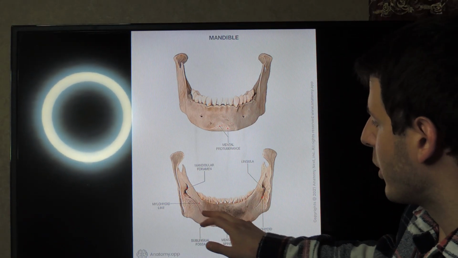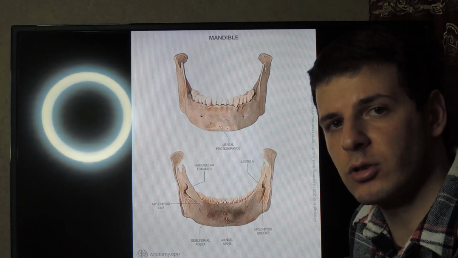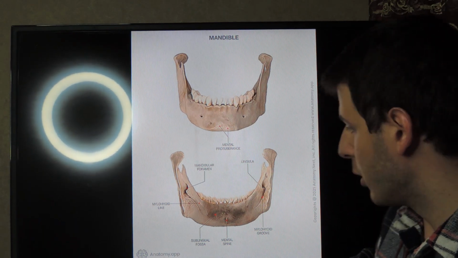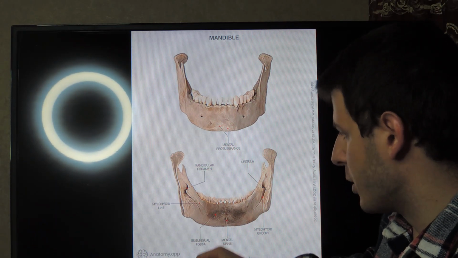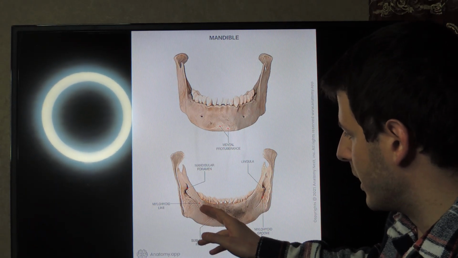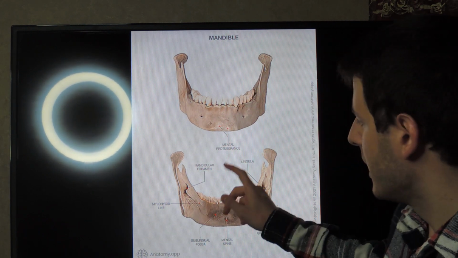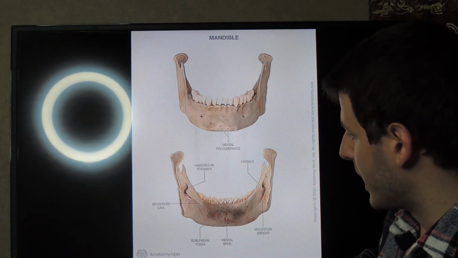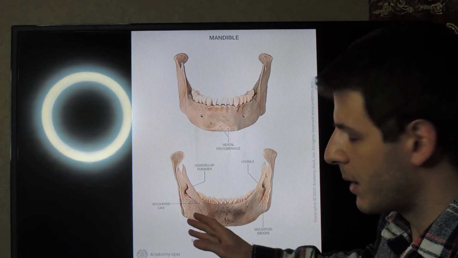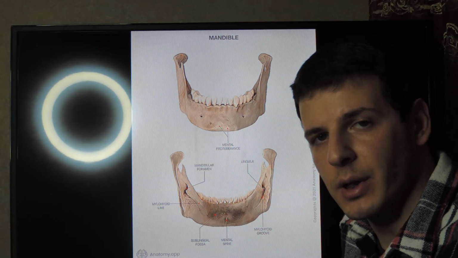Also we have the mylohyoid line and mylohyoid muscle, and also part of the superior constrictor muscle of the pharynx originates here. And anteriorly or above this line we have the sublingual fossa for the sublingual salivary gland, and under the posterior part of this line we have the submandibular fossa for the submandibular salivary gland.